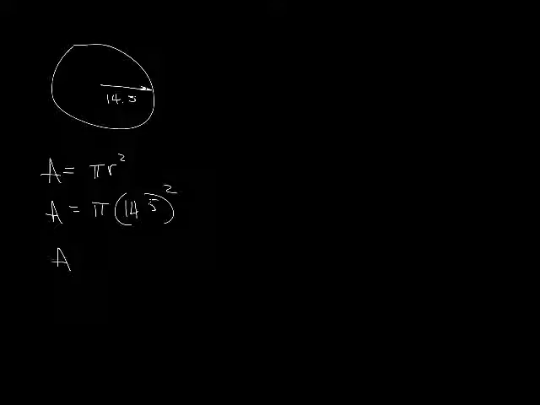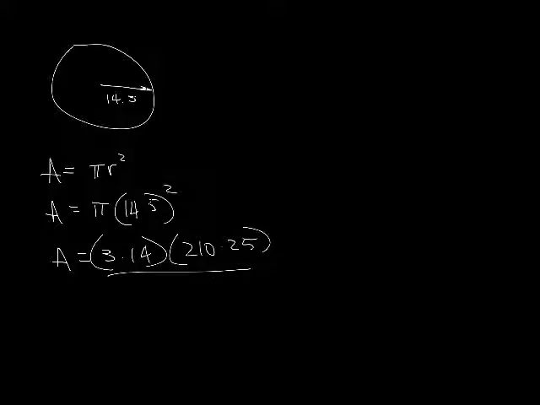And so now all we're going to do is take our pi, which is 3.14, and we've got 14.5, and they're asking us to square it. And if we square 14.5, we get 210.25. Multiply those two together, and we get 660.185. But if you look in the story problem, and this is very important, it says find the area of the circle to the nearest whole number.